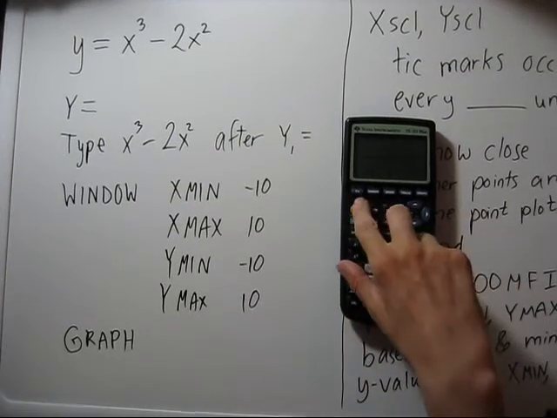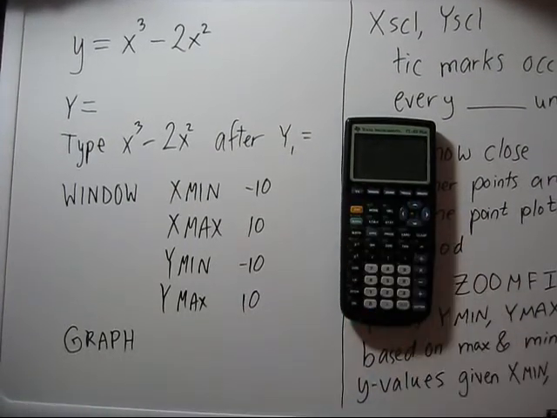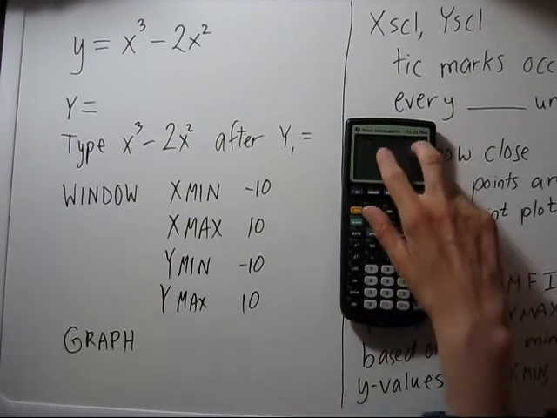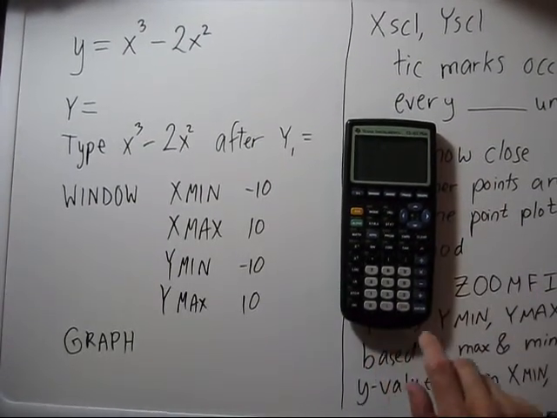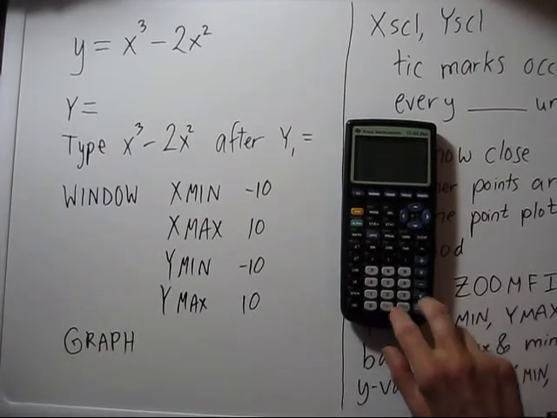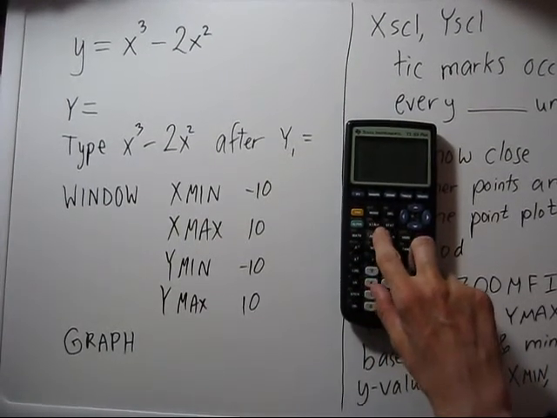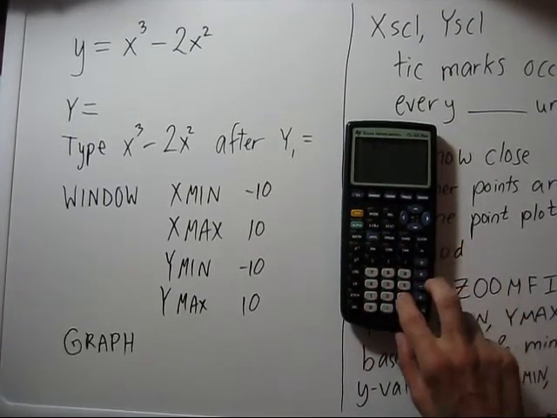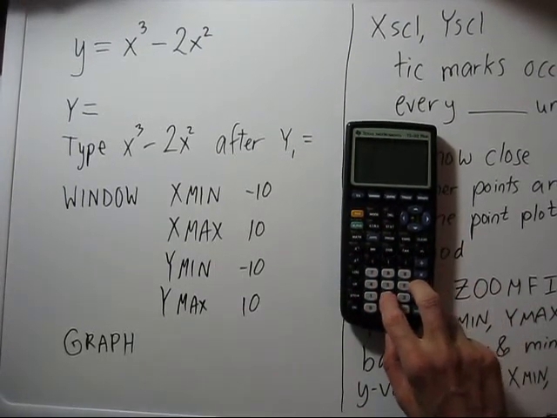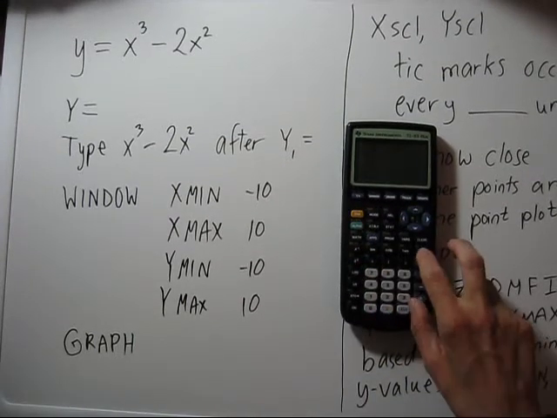First thing to do is go to y equals, it's the upper left button. And if you already have an equation there, you can clear it, or else go down to y2. So let's type in x cubed minus 2x squared. You just use the x, t, theta, n button for your x. So x caret 3 minus 2 x caret 2.